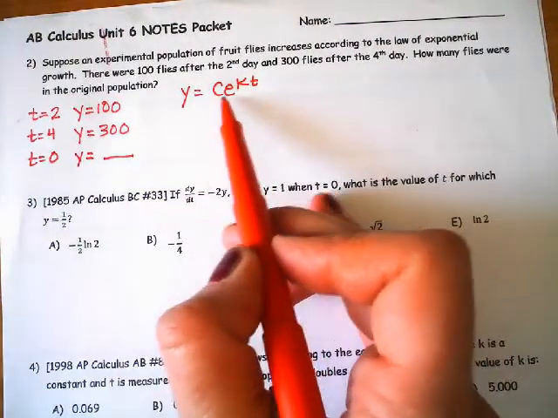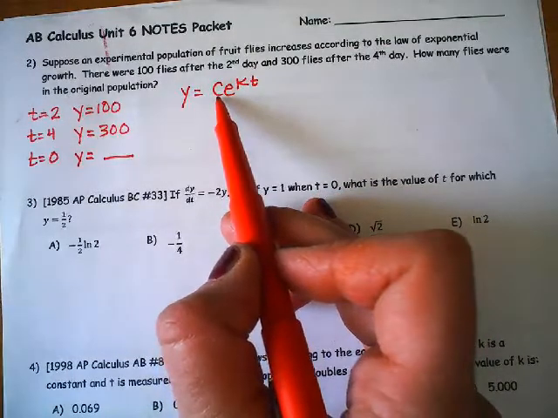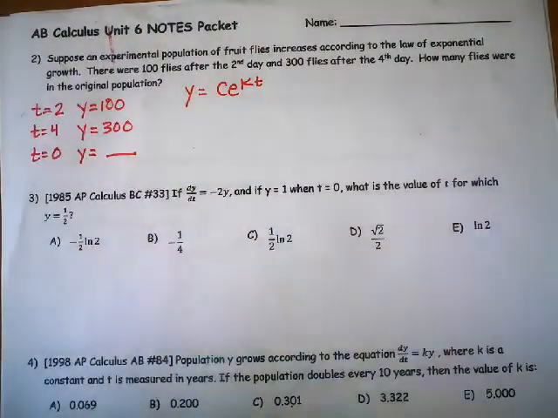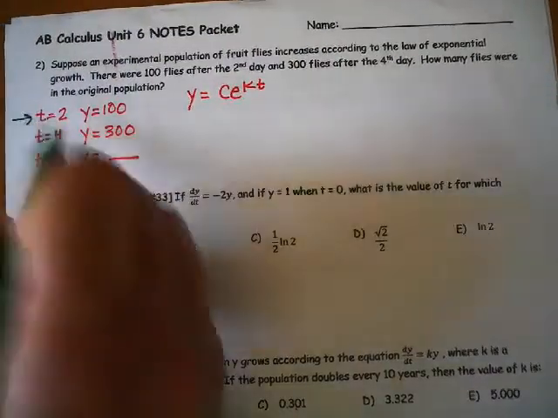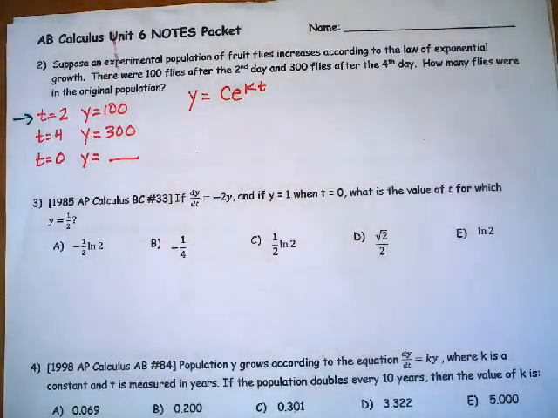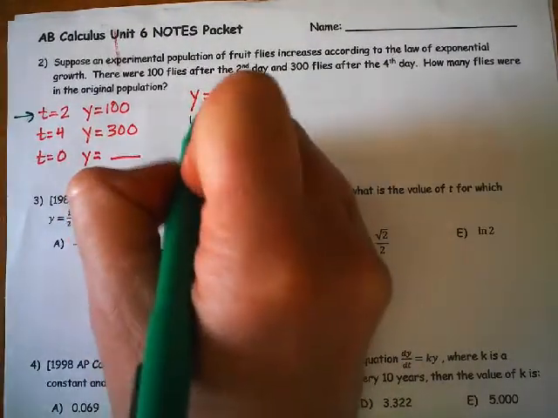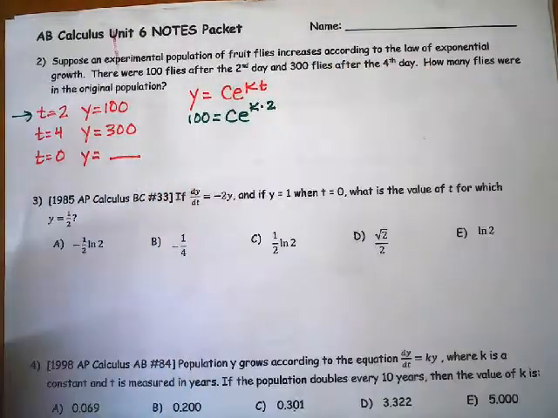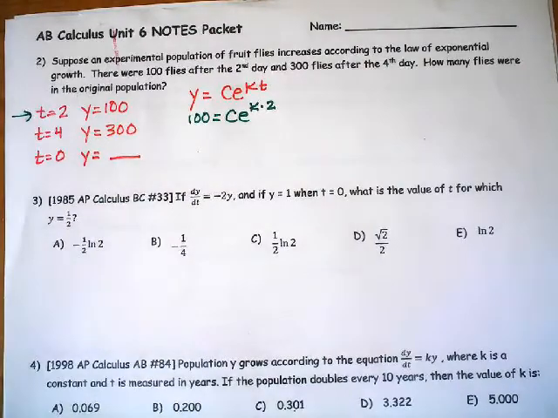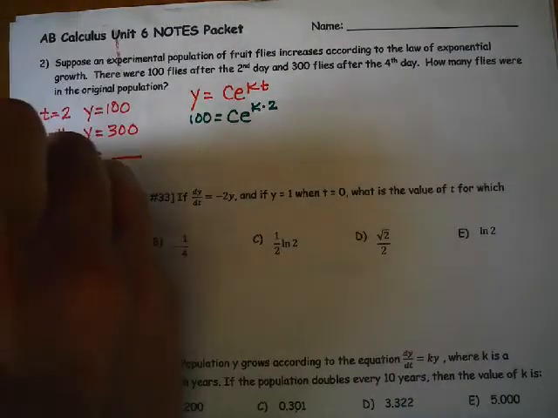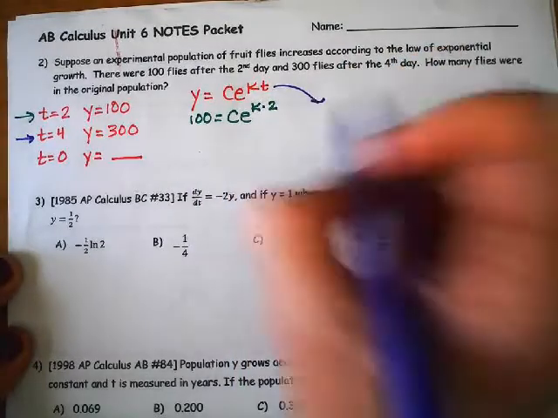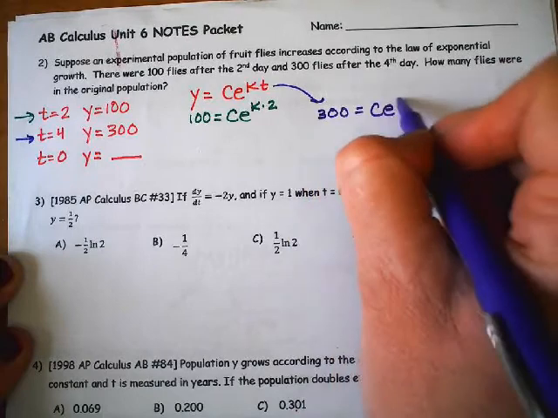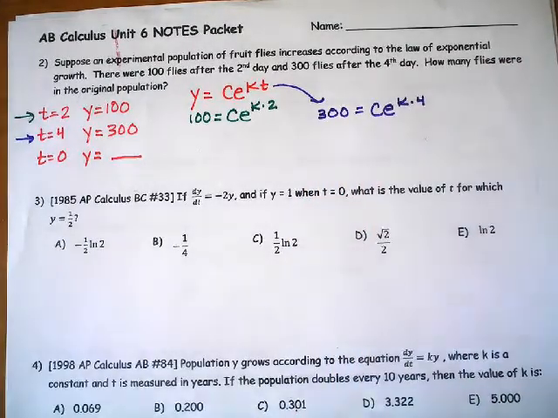So when I go into my equation, unfortunately, I can't plug anything in for C because I don't know it. Because I don't know the initial condition, I'm actually going to have to use both of these conditions that I'm given. If I use this first condition here, I have 100 equals CE to the K times 2. Now let's say that I also use this equation. I'm going to rewrite it down here. I would say 300 equals CE to the K times 4. And I'm going to use both of these.